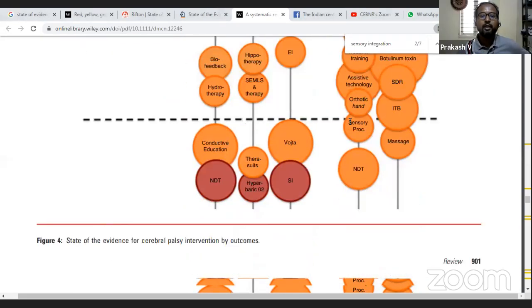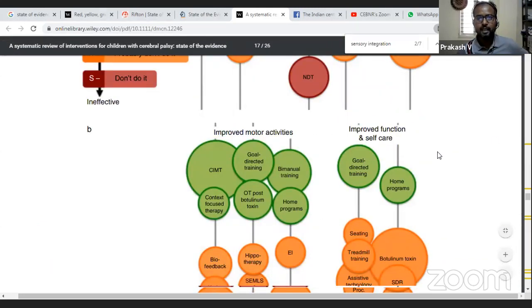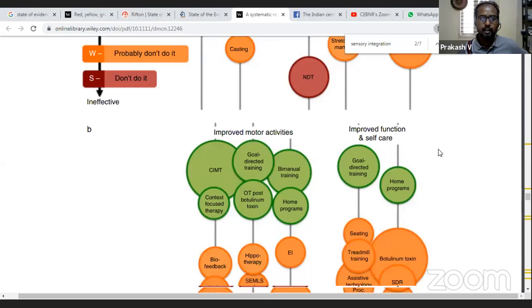All right. So the question is on sensory integration. Again, the question has to be clearly formulated rather than asking about the effectiveness of sensory integration. We need to ask about the effectiveness of sensory integration for a particular outcome. So if you're asking, does sensory integration improve motor activities? This answers that. You can see a large number of green bubbles. What is the better treatment to improve motor activities? You have goal-directed training, CMT, context-focused therapy, and OT, occupational therapy, post-Botox, and bimanual training and home programs.